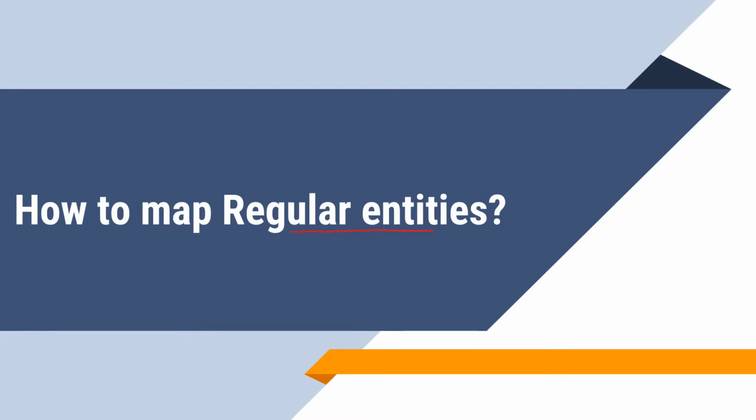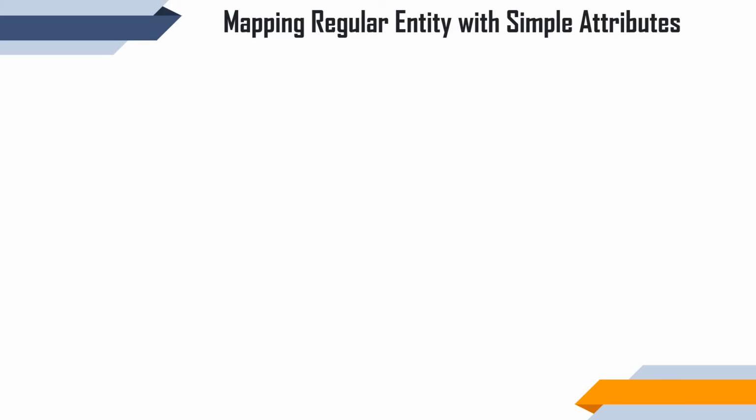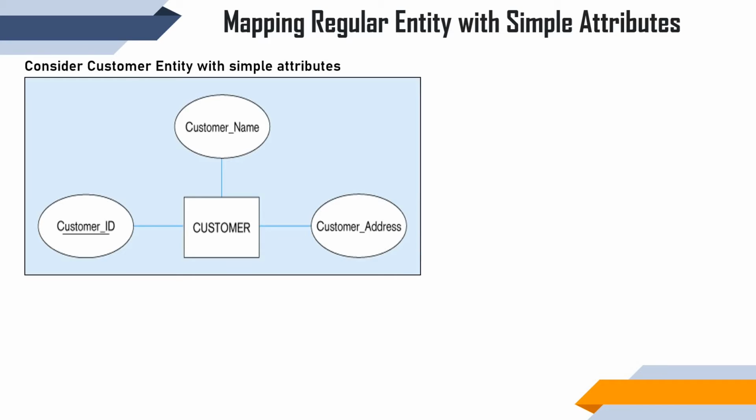Then we will learn how we can map a regular entity with composite attributes. Understood? And then we will learn mapping a regular entity having multivalued attributes. So in this particular video, I will teach you only this part. And the rest of the things will be taken care of, as I already told you, in my future 2 lectures.